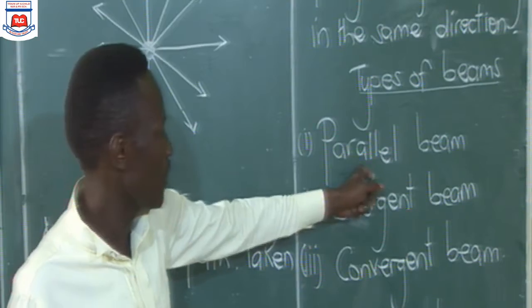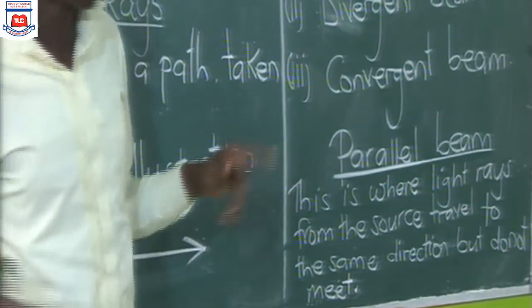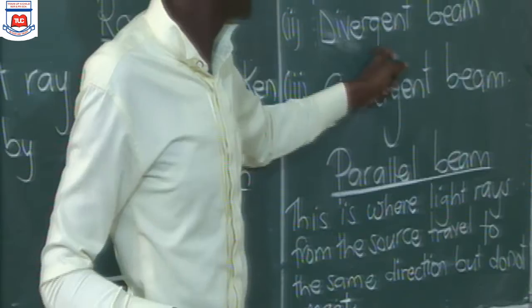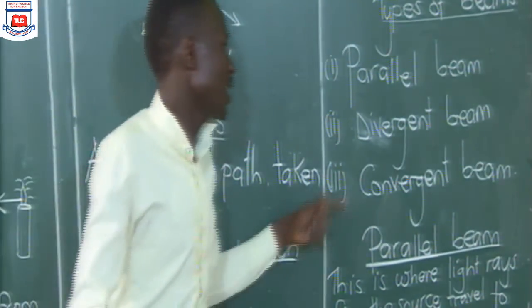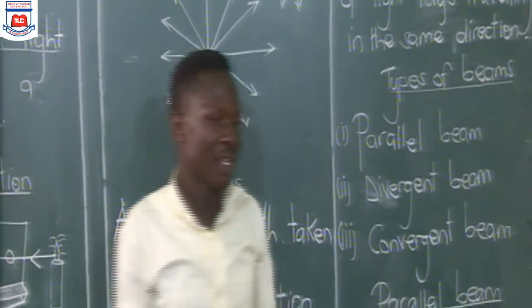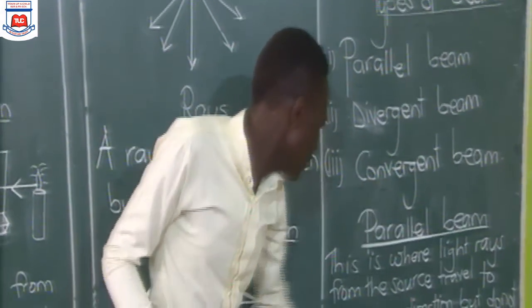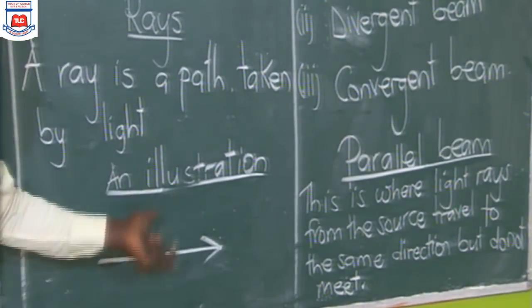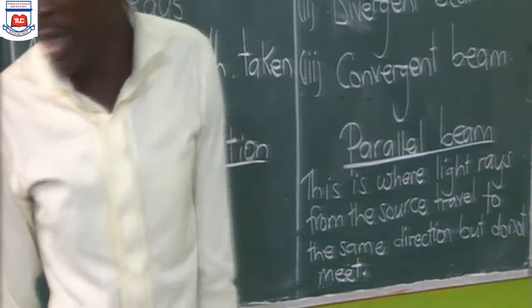So what is the parallel beam? A parallel beam is a beam of light where rays from the source travel in one direction and do not meet. What's a divergent beam? A divergent beam is where light rays move from different directions and then meet at the same point. Then we have what we call the convergent beam. Before we look at this, we first look at the parallel beam. This is where light from the source travels in the same direction but does not meet. These are parallel lines, but we can make them rays by putting arrows, as drawn on the whiteboard here.